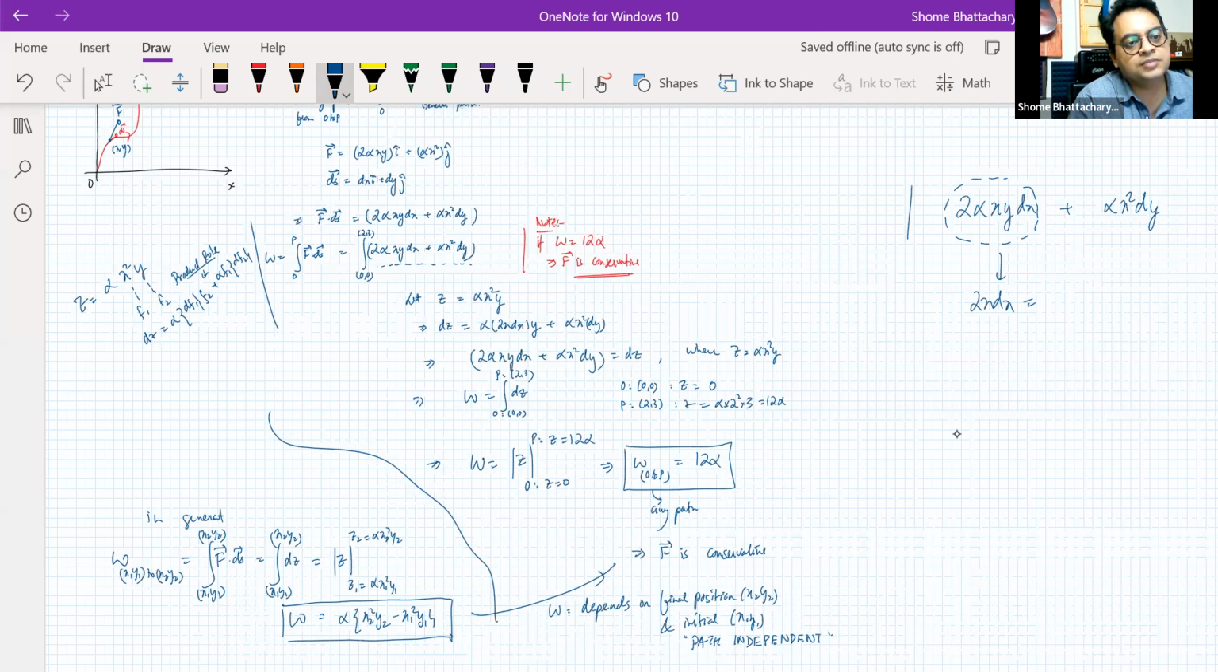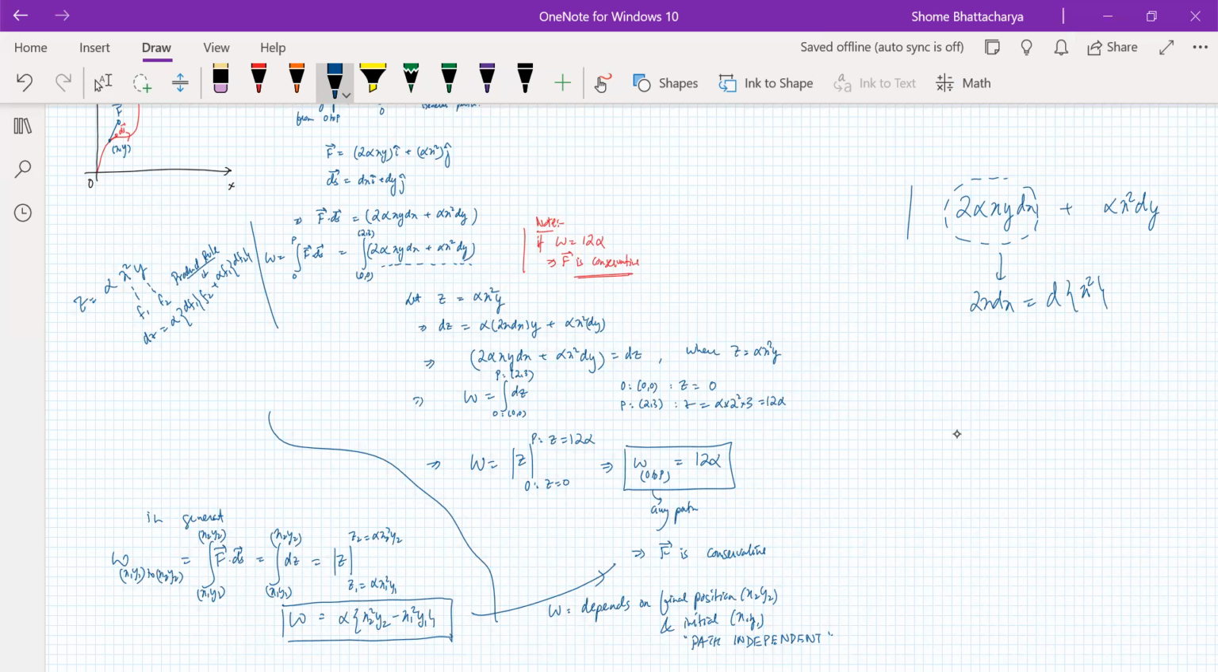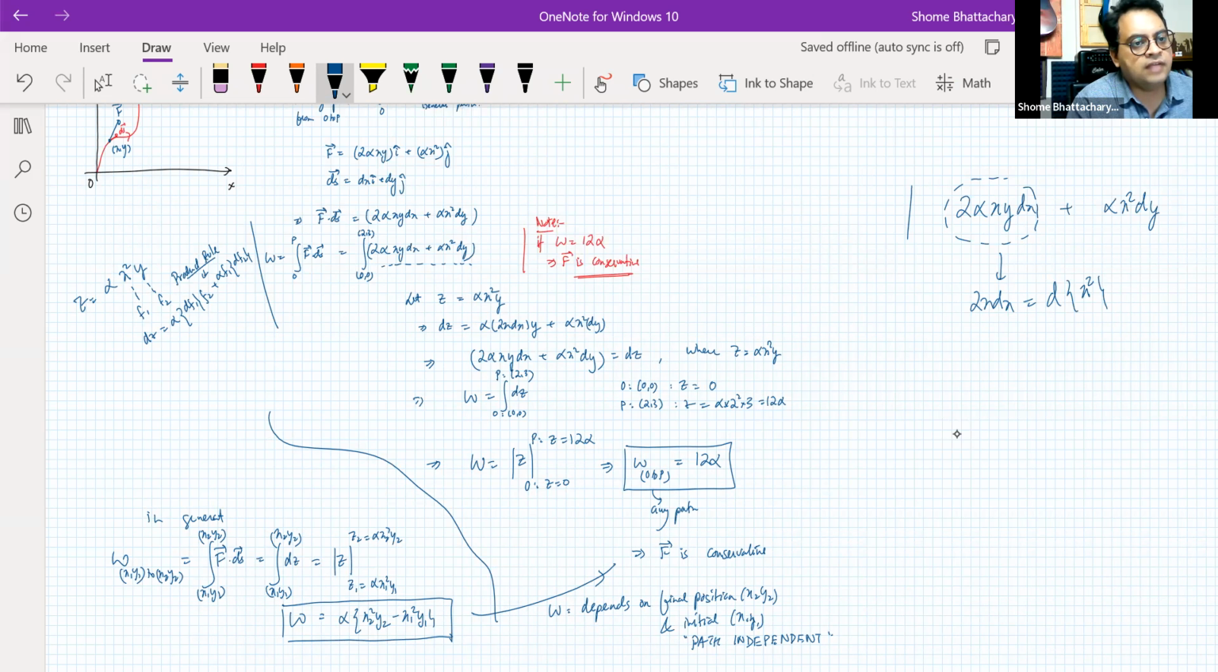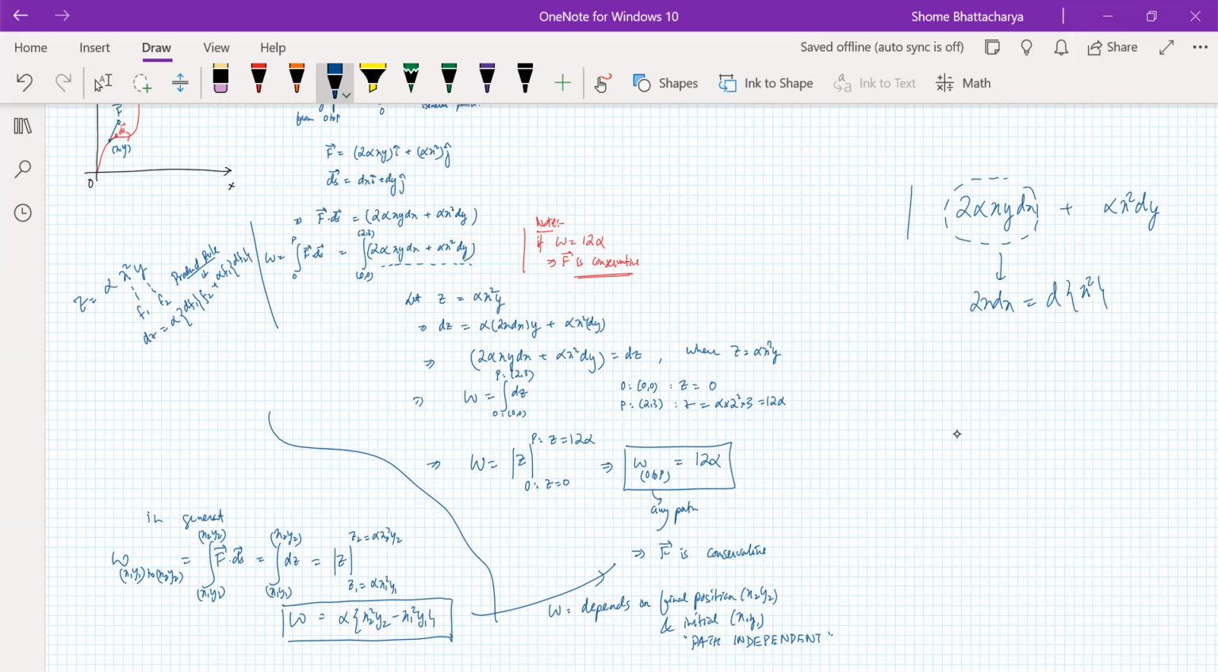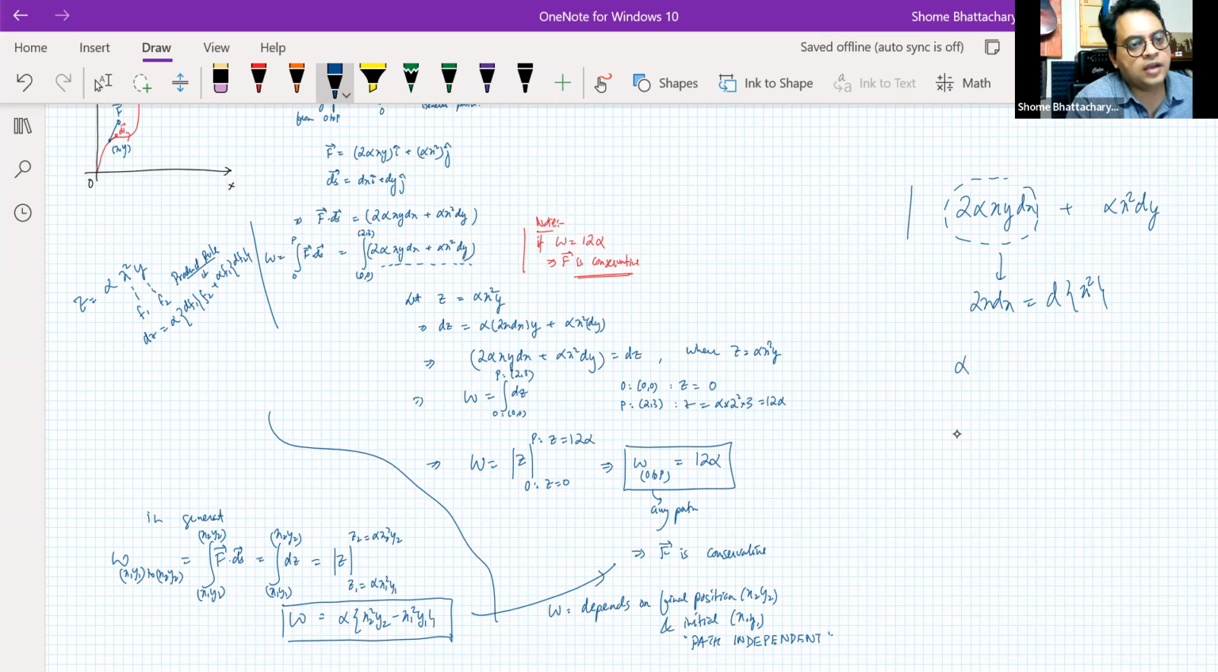Now see here, you know that 2x dx is basically what? It is the derivative of this term, na? x square. Yes, sir. And with that, what is multiplied here? Alpha into y, na? So alpha into y into 2x dx.